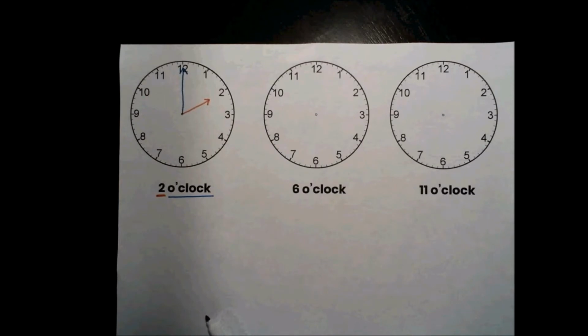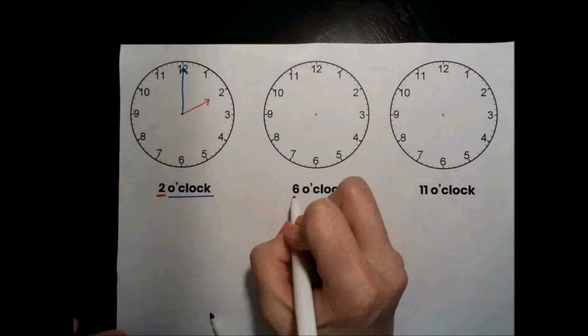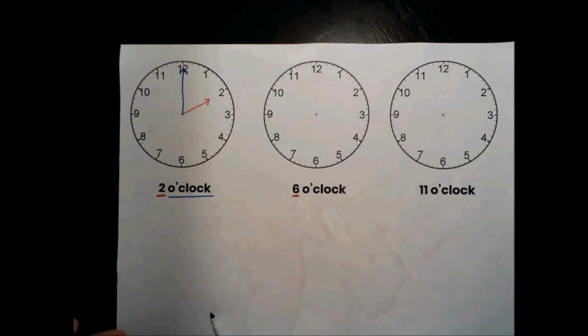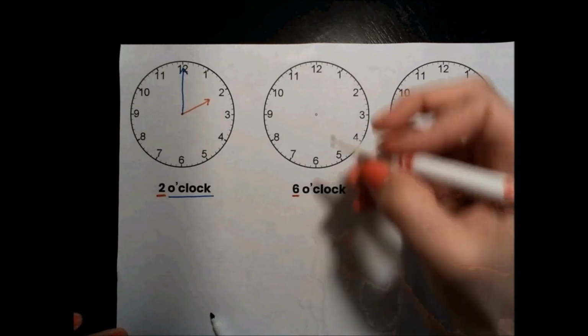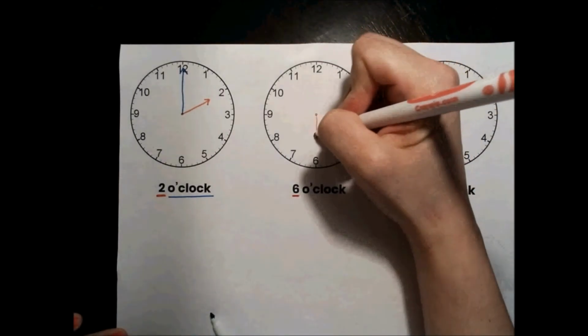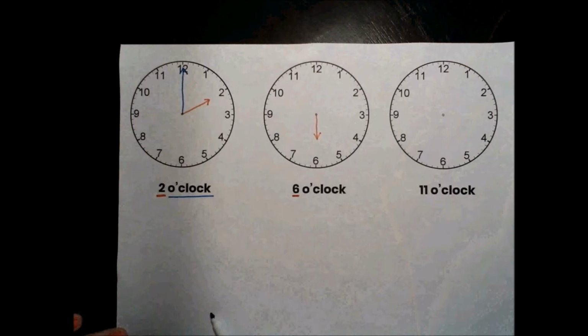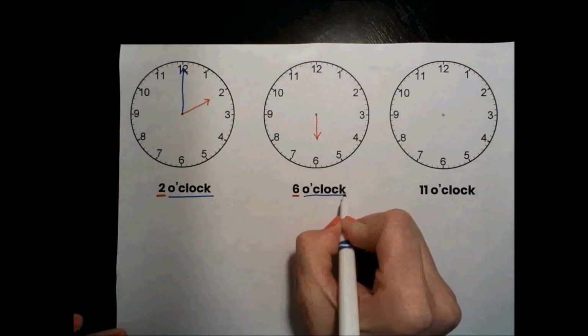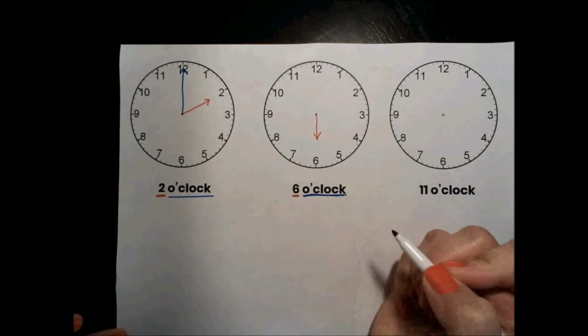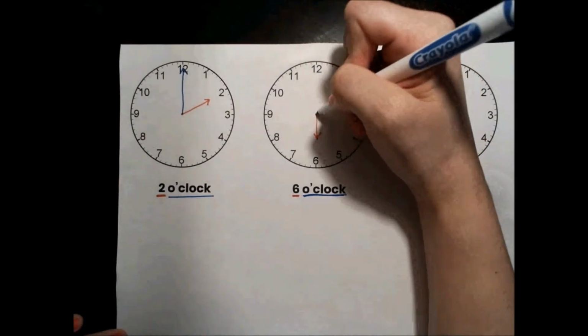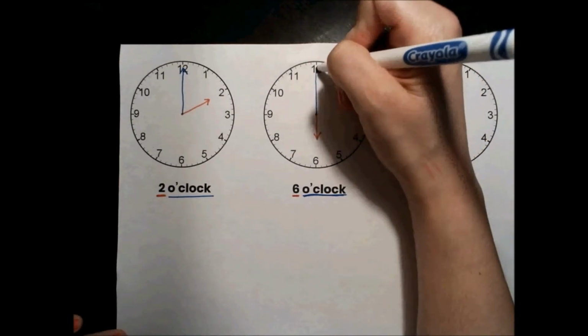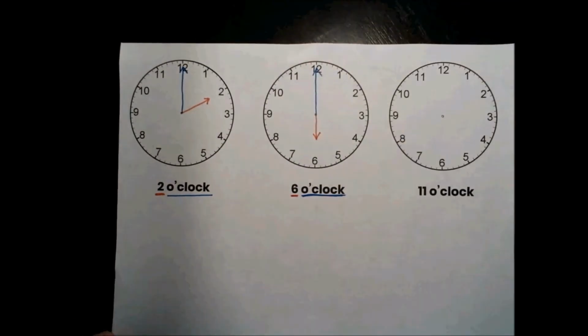The next clock is 6 o'clock. Again, our hour hand or the short hand is going to point to the 6 to show the hour. Now we need to show the number of minutes. Well, it is 6 o'clock. When you hear o'clock, minute hand to the top.